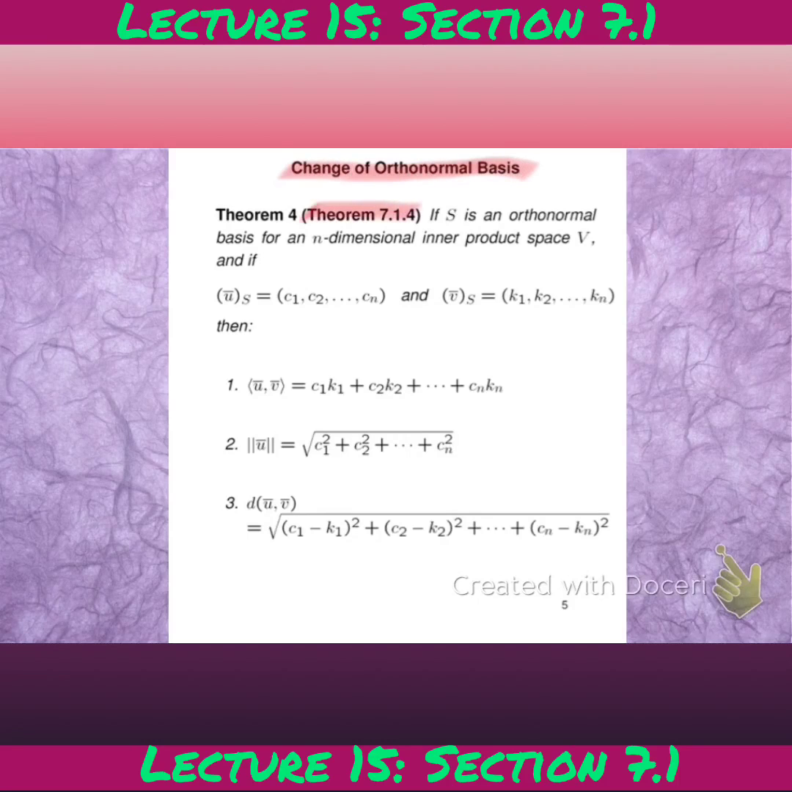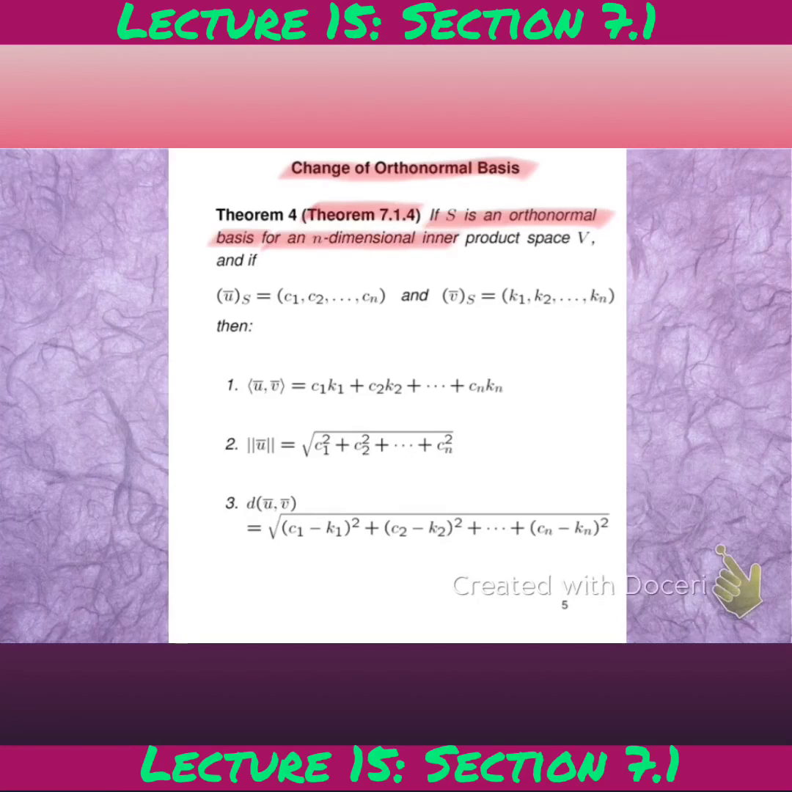If S is an orthonormal basis, what's an orthonormal basis? It's a basis where every vector in the basis has norm 1 and the basis is orthogonal. So the vectors are pairwise orthogonal to one another.